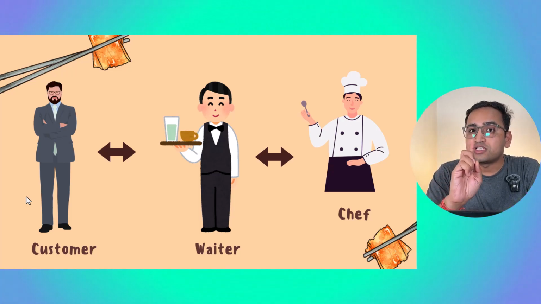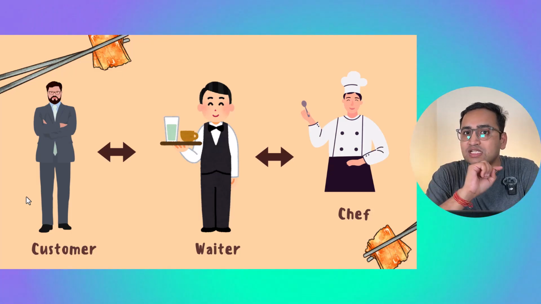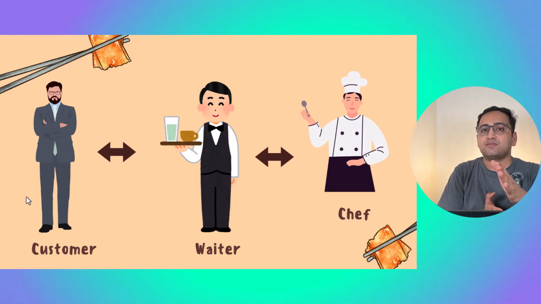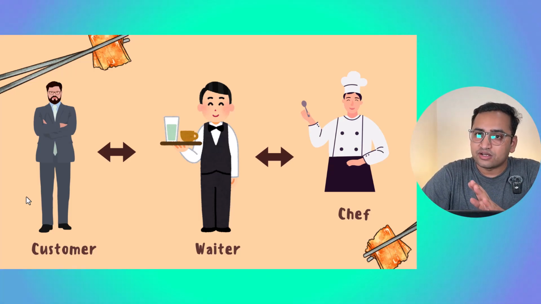Plus undo functionality. For example, after giving an order, if this customer wants to cancel it, this waiter will cancel that command, right? So all these functionalities will be handled by this waiter itself.